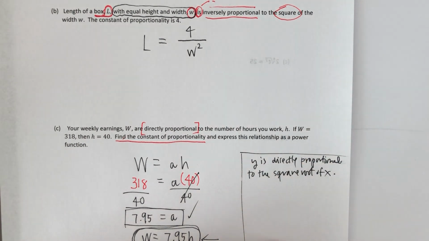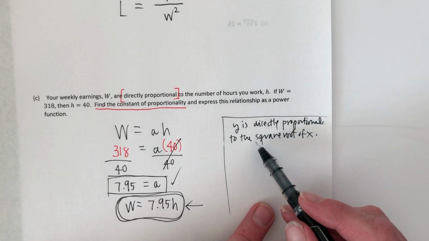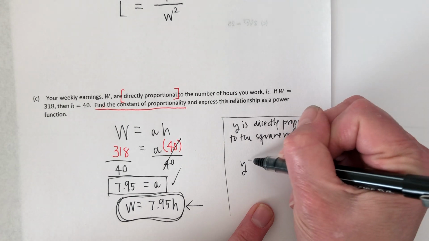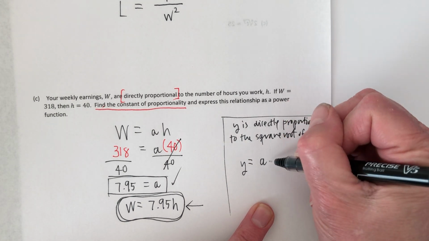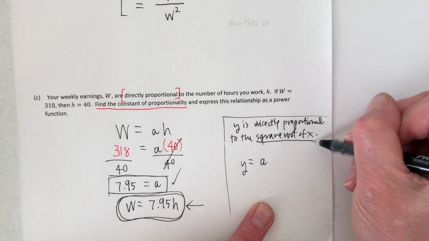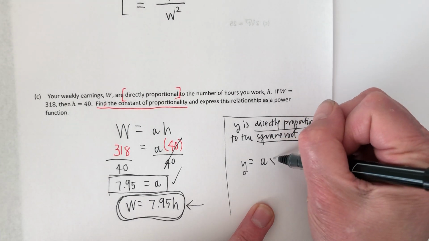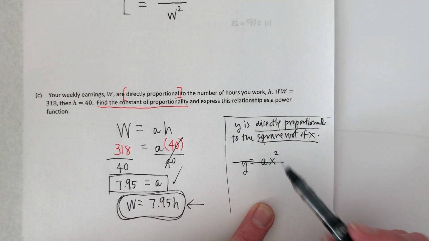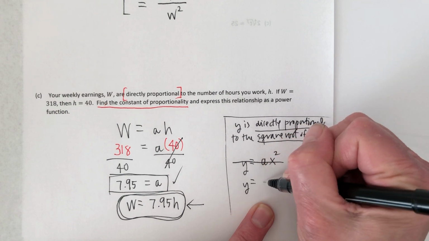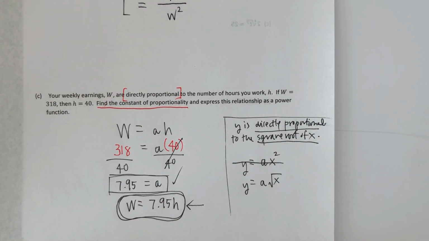I've seen people get tripped up on this a lot. How would I write this? Y is directly proportional to the square root of x. Too many people make this mistake. It's definitely not that. That is y is proportional to the square of x. But if you're saying y is directly proportional to the square root of x, your relationship needs to look like this.